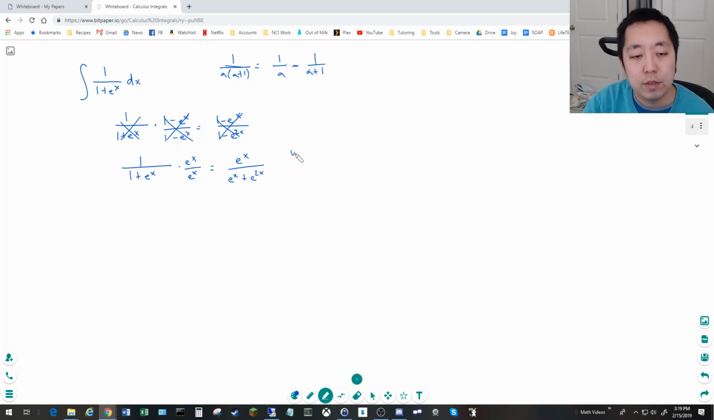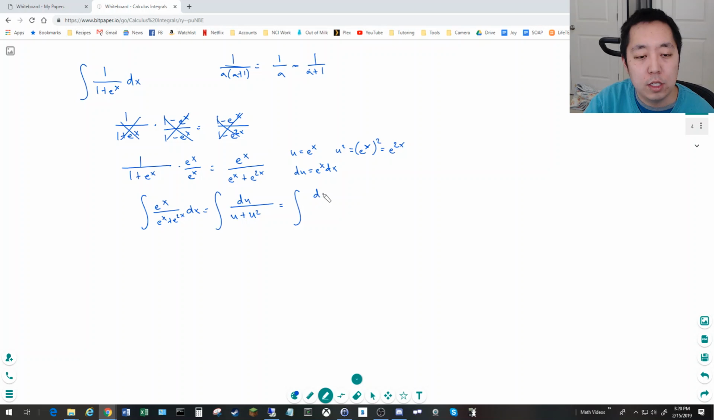Here, if I do u substitution with u equal to e to the x, and du is e to the x dx, then the integral of e to the x over e to the x plus e to the 2x dx becomes the integral where my e to the x dx is my du, e to the x is u, and this e to the 2x is u squared. That's because u squared would be e to the x quantity squared, and one of the rules for exponents makes that e to the 2x. That's basically what happened here.